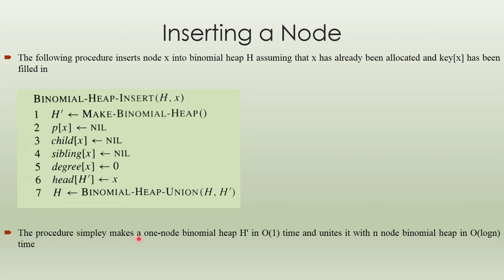The procedure simply makes a one node binomial heap H' in O(1) time. So executing lines 1 to 6 will take only constant time, and then we unite it with the n node binomial heap in log n time. We already studied binomial heap union will take O(log n) time. So the complexity of binomial heap insert is also O(log n).